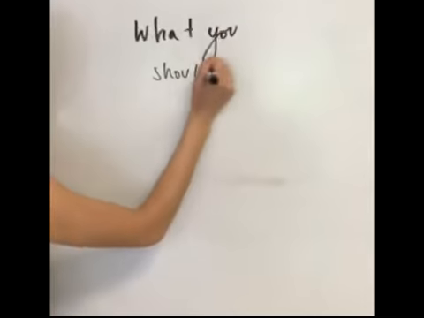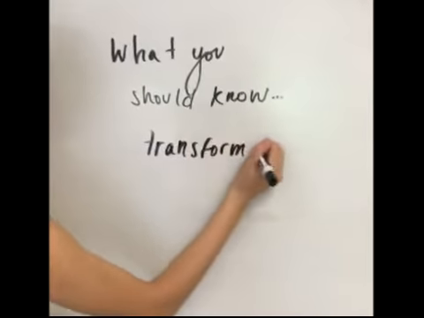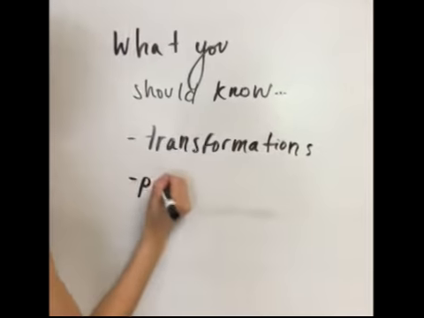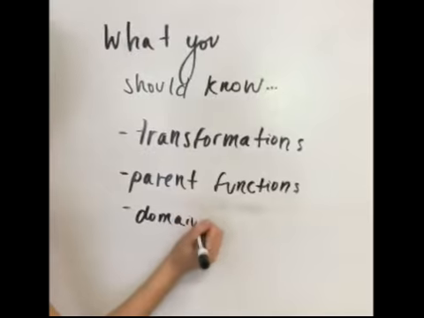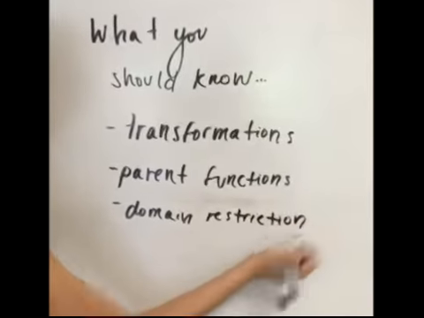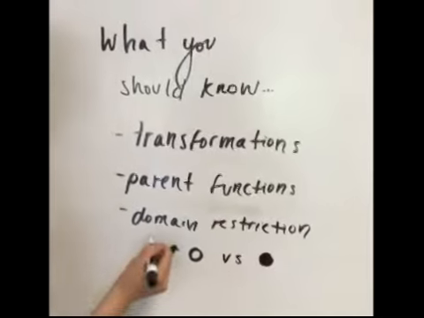There are a couple things you should know beforehand. These include transformations, parent functions, domain restrictions, open versus closed circle. Also, in order for functions to have the same y value, only one function's point can be inclusive, while the others are exclusive, or all of them can be exclusive.